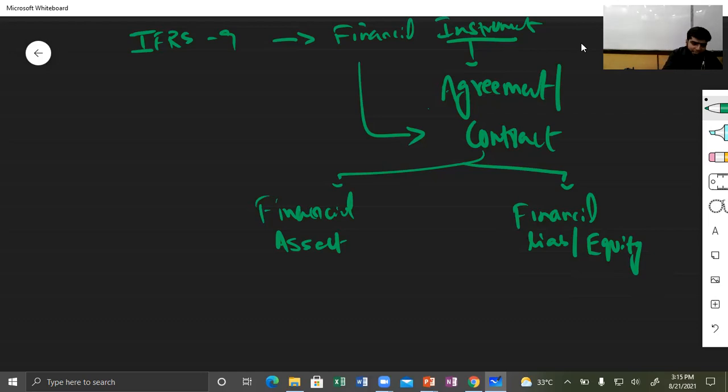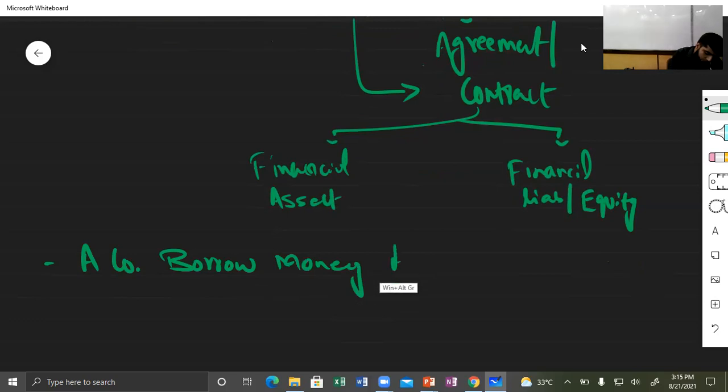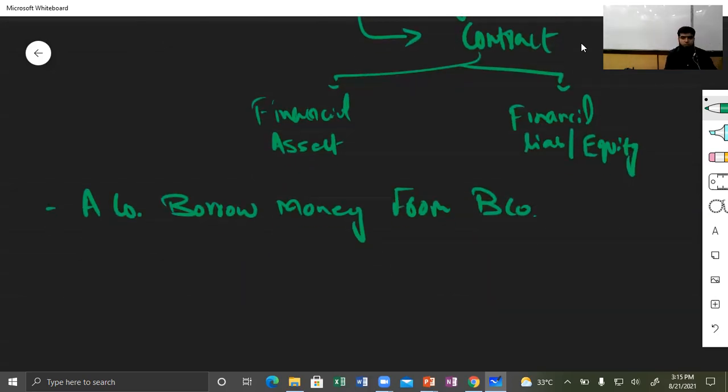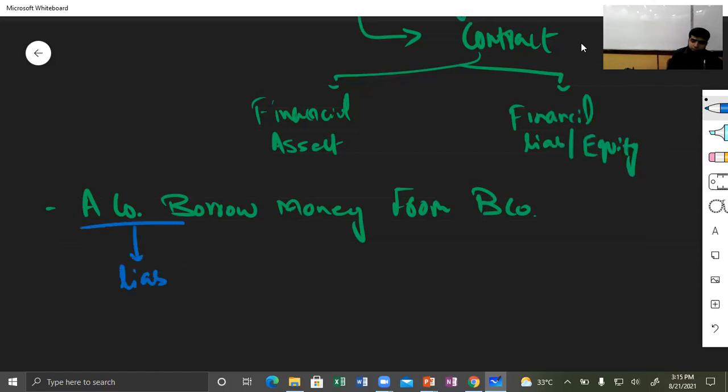Let's take an example of how this is possible. For example, A company borrows money from B company. If we look at this transaction, what is A company doing? A company is borrowing money, that is, A company is taking a loan. For A company, this would be a liability. A company has borrowed the amount and is definitely going to pay it back in future, so it's a liability for A company, and B company will definitely receive that amount in future. So it's an asset for B company.